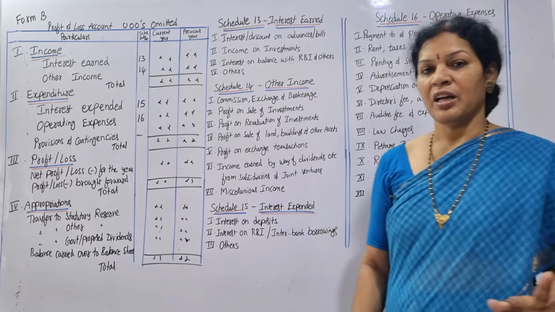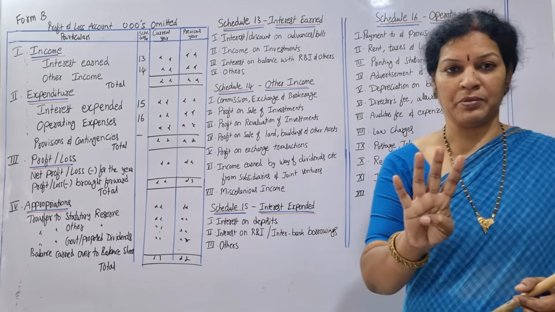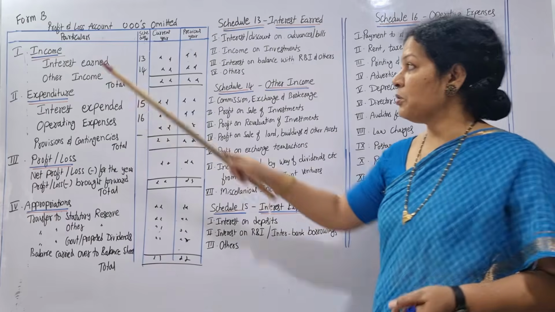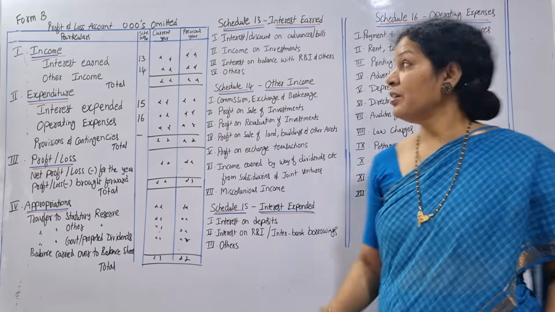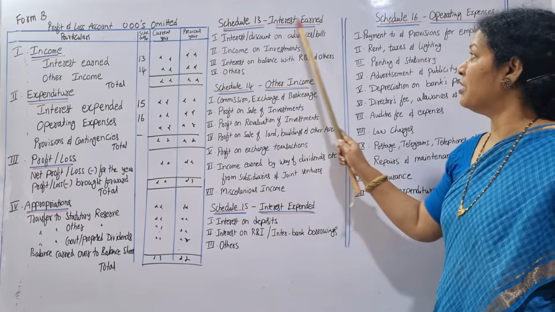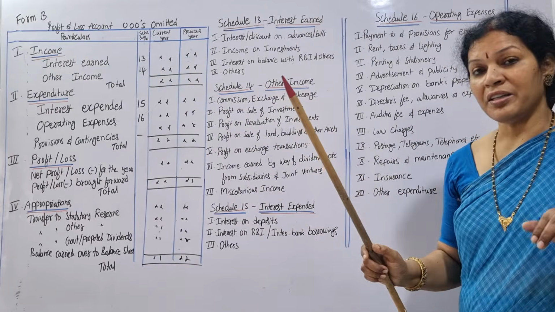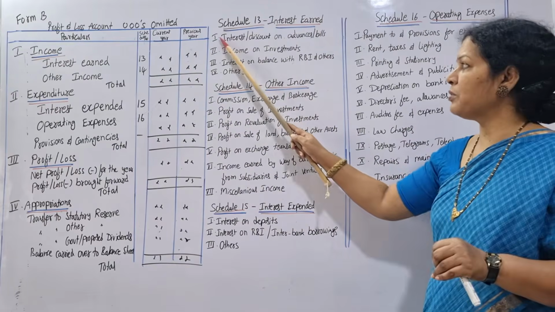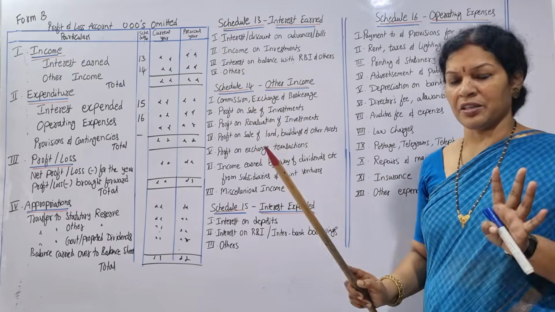Now we'll discuss the 4 schedules in depth and in detail. First schedule is interest earned. So this is schedule 13, interest earned. How do they get the interest? There are few points, 1, 2, 3, 4, 4 points we can say.